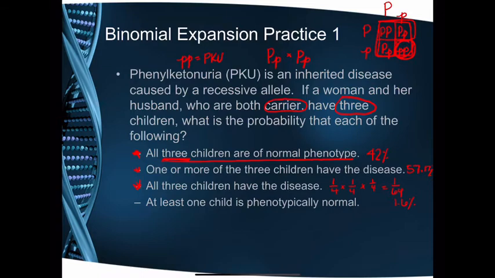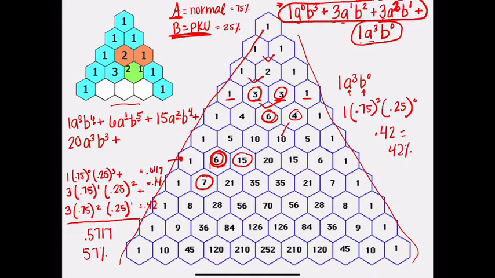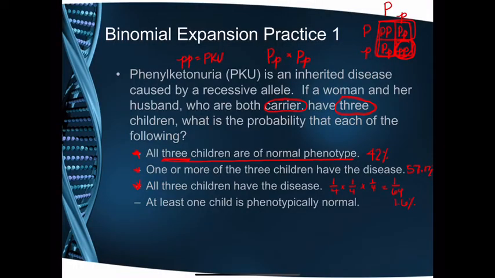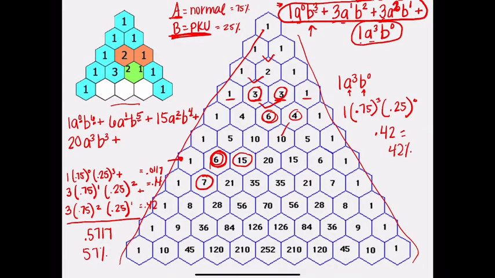Alternately, you could also do that with the binomial expansion. All 3 children have the disease would be this part, okay? And notice what you're going to do there is you're going to raise 1/4 or 25% to the 3rd power, which is essentially the same thing as multiplying it 3 times. Then you're going to multiply it times a to the 0. Anything to the 0 power is 1, so it's going to make it the same answer. And then again times 1, which is still going to make it the same answer.